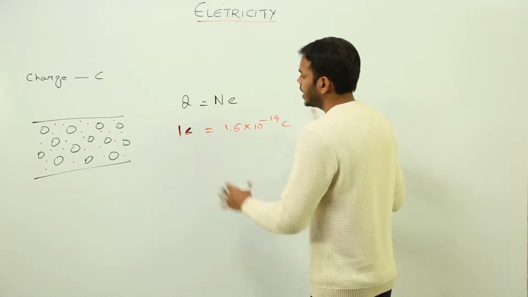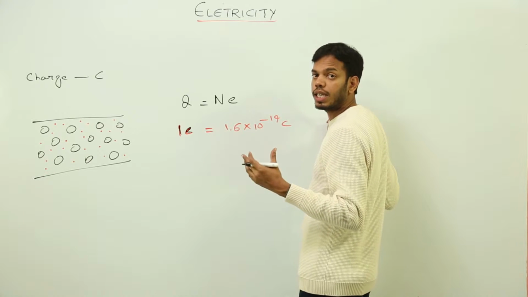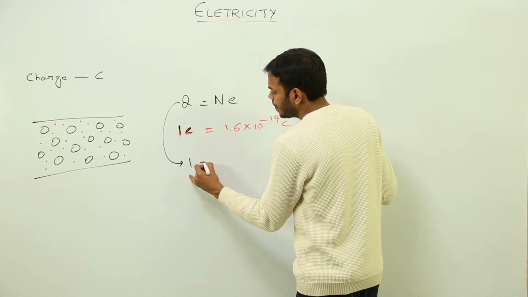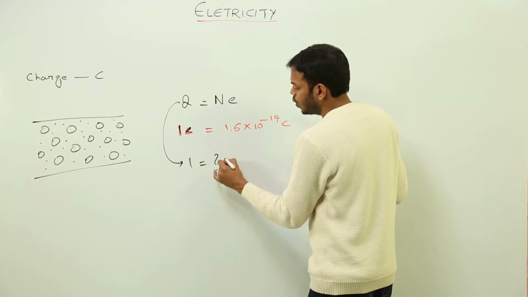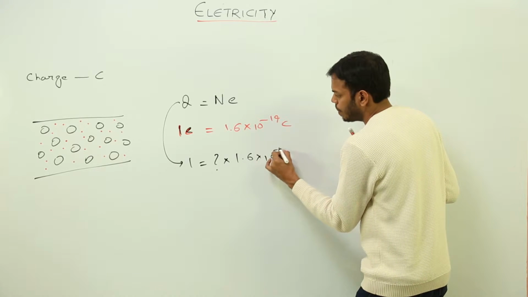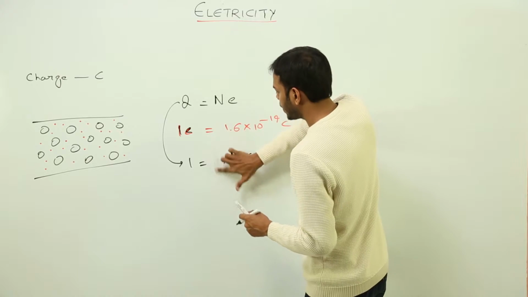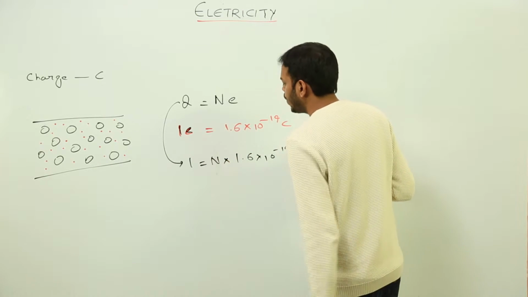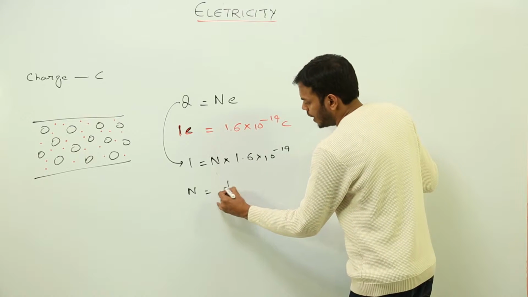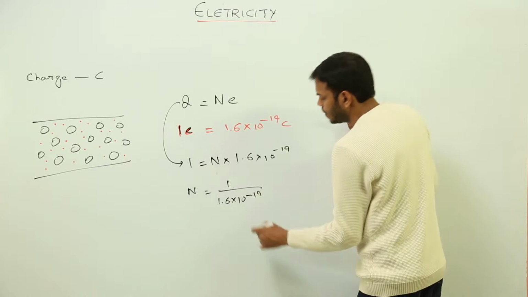So to find the total number of electrons present in 1 coulomb of charge, what we are going to do is this: 1 coulomb equals n, a number I don't know, times the electronic charge, 1.6 into 10 raised to power minus 19. I'll replace the question mark with n. So I have to find the value of n. So n comes out to be 1 upon 1.6 into 10 raised to power minus 19.